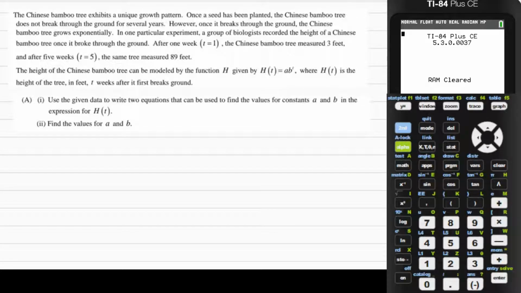So the first one's talking about the height of a tree. This Chinese bamboo tree exhibits a unique growth pattern where it doesn't really burst through the ground for quite a few years, but once it does, it really starts growing, at least for a while. There's going to be limitations to this model.